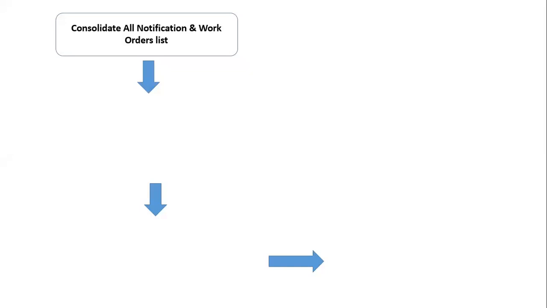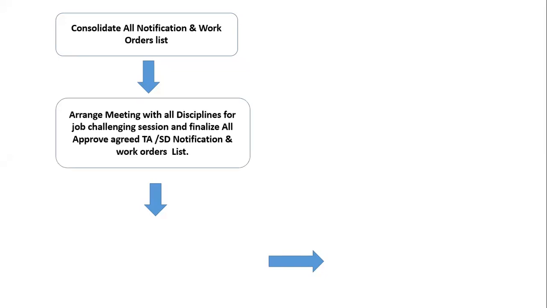The planning department is going to consolidate all notifications and work order lists, and then arrange one meeting with all these departments. That is called a challenging session, in which they will avoid duplication of any task. Let's say some task, by human error or clerical mistake, is input twice, so there is one duplicate activity. You can make sure that these work orders or job lists are okay, or if there is an error, you can eliminate your confusions and agree upon one consensus.